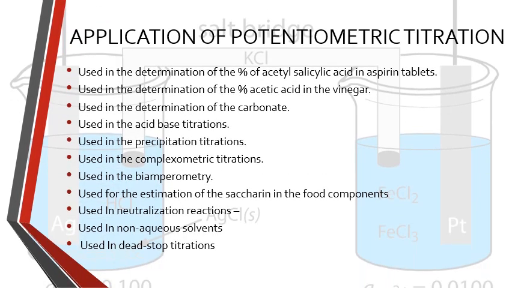Potentiometry has a wide range of applications, including the determination of pH, concentration of ions like fluoride and chloride, and the endpoint detection in titration. It's a fundamental tool in pharmaceutical analysis, environmental testing, and clinical laboratories.